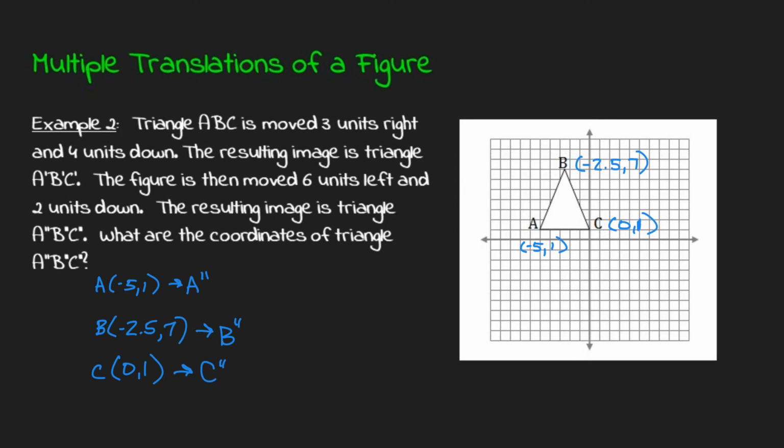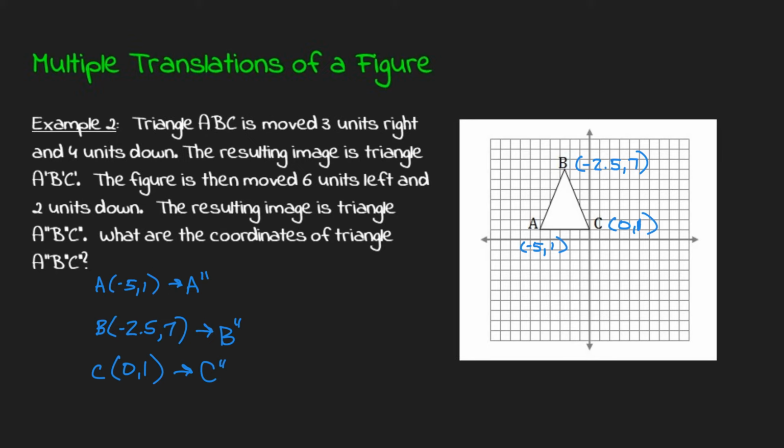For our second example, triangle ABC is moved 3 units to the right and 4 units down. The resulting image is triangle A prime, B prime, C prime. The figure is then moved 6 units to the left and 2 units down, and that resulting image is triangle A double prime, B double prime, C double prime. What are the coordinates of triangle A double prime, B double prime, C double prime? So I've already written down the coordinates that describe the pre-image, and if we go through here and we put our translations together, we'll get our new point.